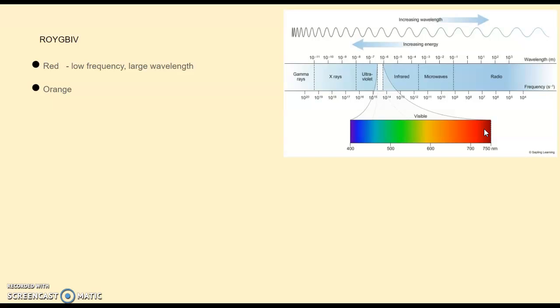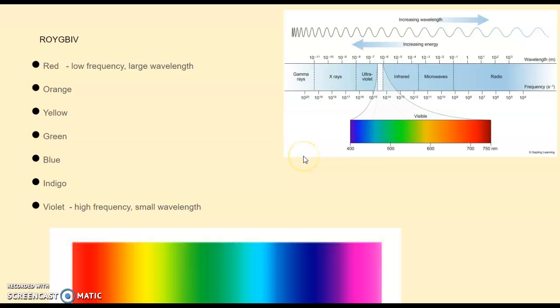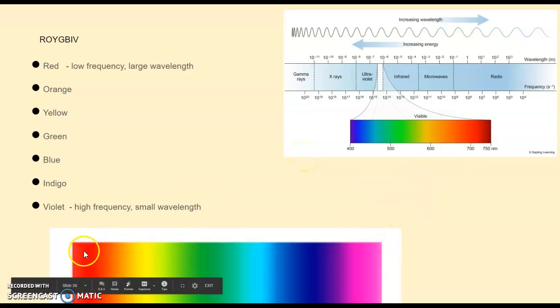O is going to be my orange, yellow, green, blue, the I is indigo, and violet. My violet light is going to have the highest frequency out of my colors, therefore the smallest wavelength. Okay, so this is that same kind of picture, but backwards to read it from left to right. So I have Roy G. Biv.